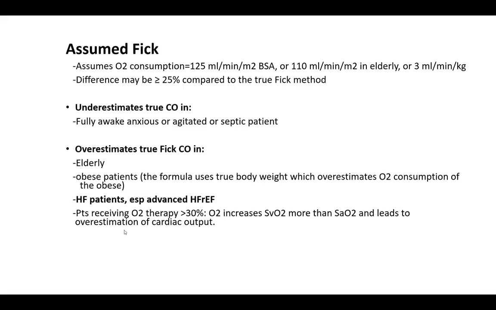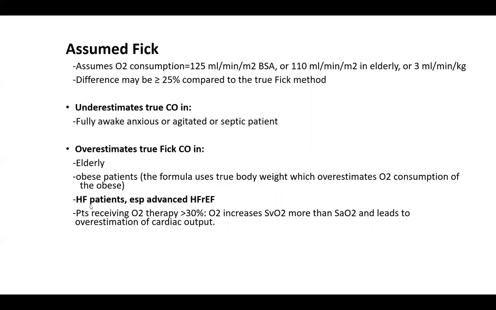Another important one for us is heart failure. Heart failure patients, as you know, I hope, have reduced peak O2 consumption, what we call peak VO2, okay? They have reduced peak O2 consumption with exercise, but for a significant proportion of heart failure, mainly compensated heart failure, they have normal O2 consumption at rest. That said, in advanced heart failure, especially with reduced EF, they do have reduced O2 consumption at rest, so this number will overestimate their cardiac output.